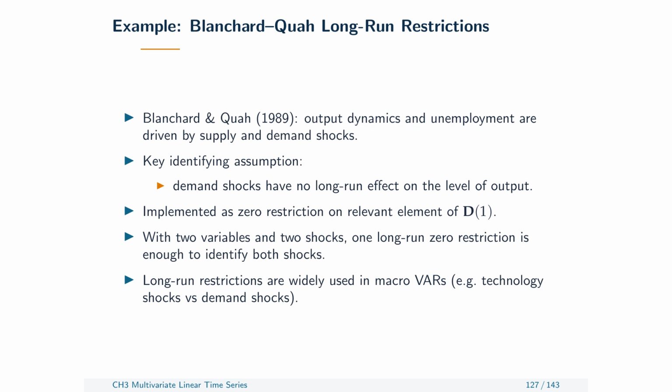The Blanchard-Quah approach separates supply and demand shocks, using the assumption that demand shocks have no long-run effect on the level of output. In a two-variable system, one suitable long-run zero restriction can identify the rotation after standard normalizations. Its credibility rests on the economic model, not on statistical fit alone.